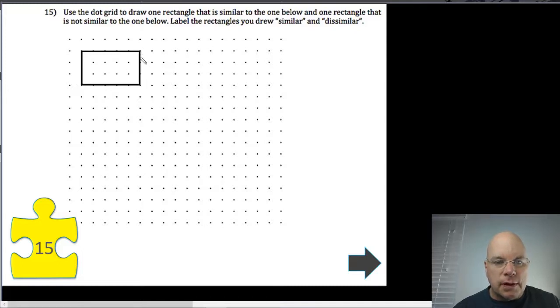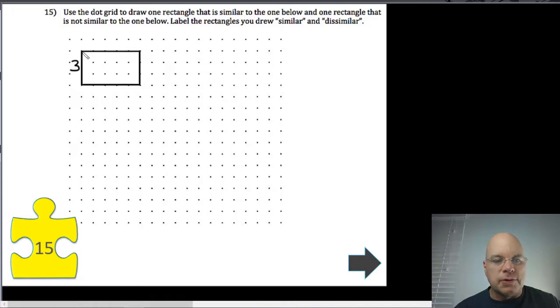We see that if we start at this vertex, it passes through 1, 2, 3 dots. So that's 3 units for the height of that rectangle. Sometimes students will say 4, and I know how that happens. If you start at this vertex and you count 1, 2, 3, 4 dots, but the dots don't really represent the units.